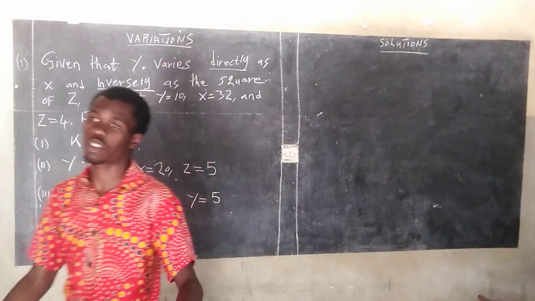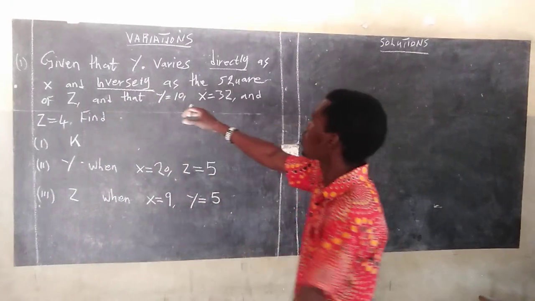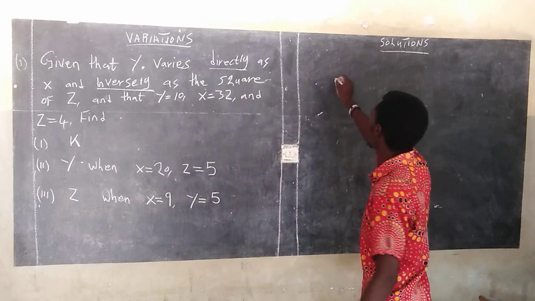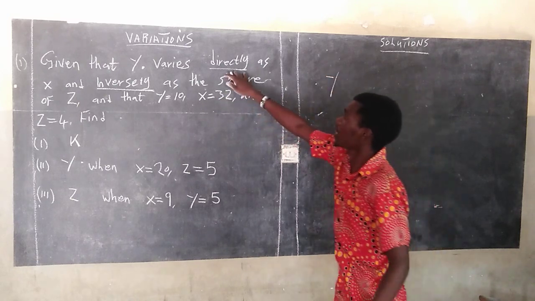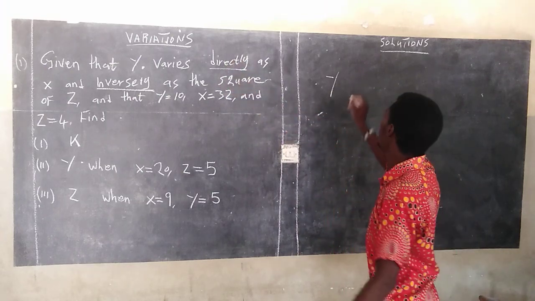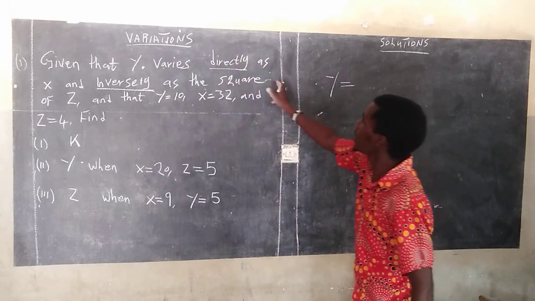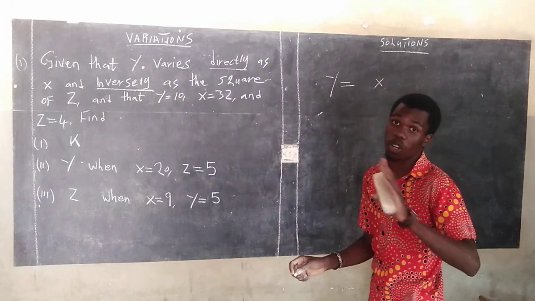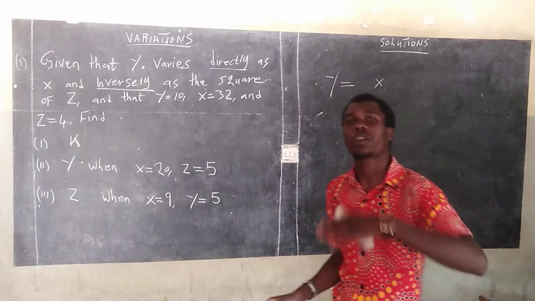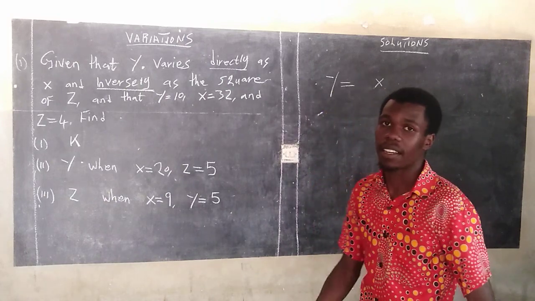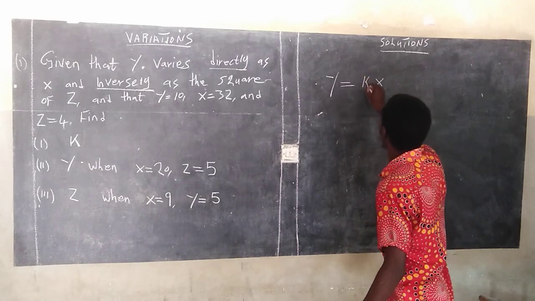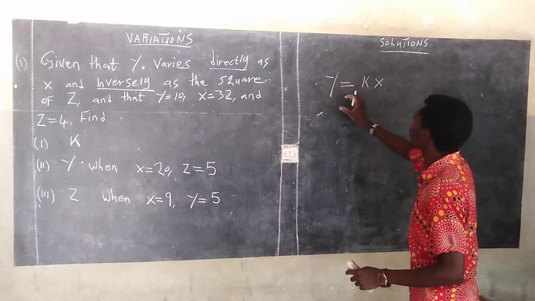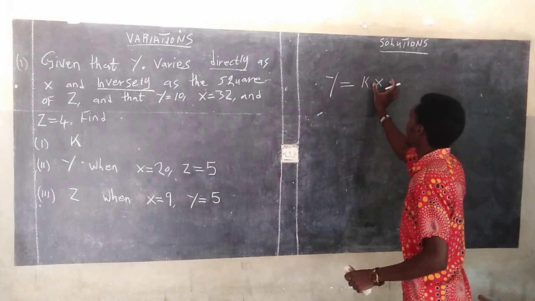Okay, let's now try and answer the question. Given that y varies directly as x. Directly means equals. So I'm going to say y equals k as x. K is always constant, whether k has been mentioned or not, k is always there. So I'm going to put my k here, and k is always on top. This is my statement: y varies directly as x.